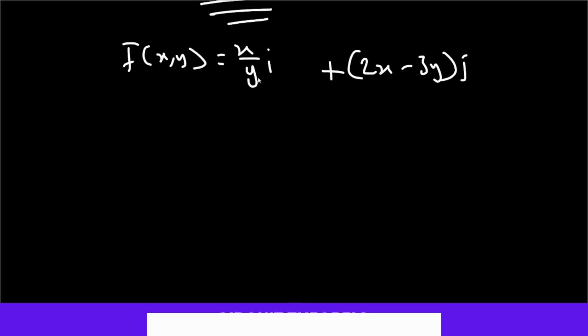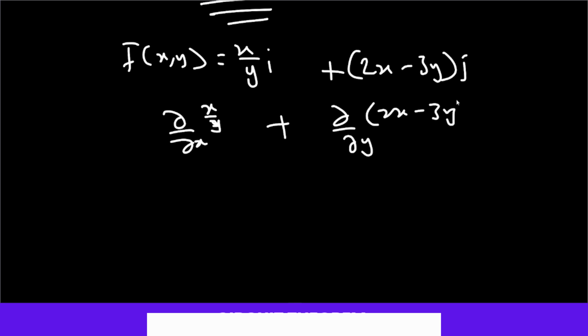Now we know that we just need to operate in the x plane. So we have the function x on y, plus operating in the y plane, which is of course 2x minus 3y. So if we differentiate with respect to x, we are going to differentiate only the x. If we differentiate x, this 1 over y is given as constant, okay? So 1 over y is constant.